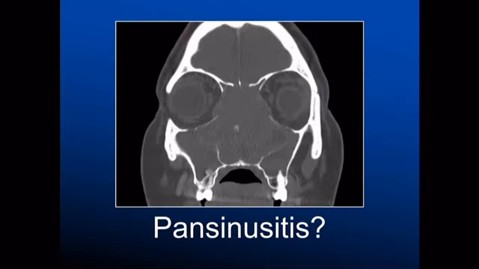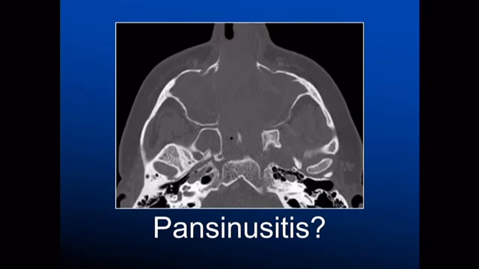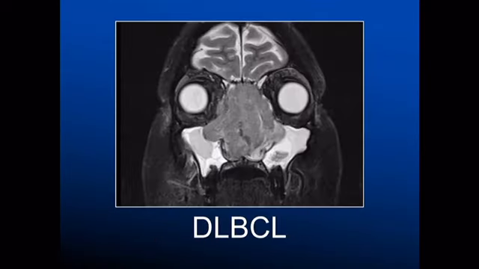Okay, so another case where you could potentially just scroll through and say, oh yep, there's pansinusitis, it's all opacified. But when we look closely, the septum is completely gone, there's erosion of all of the turbinates, there's dehiscence of the lamina papyracea on both sides, the anterior skull base is gone, and again on the axial plane, the same findings, and this was a diffuse large B-cell lymphoma.